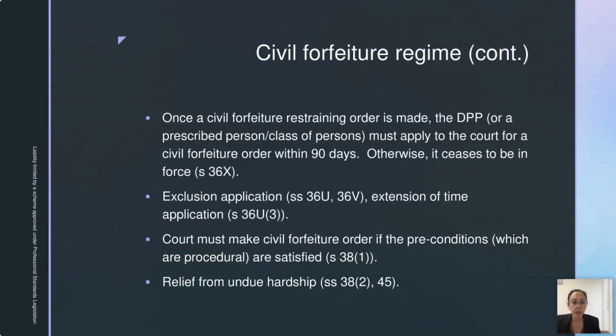So once the restraining order is made, the director has 90 days to file an application for a civil forfeiture order. Otherwise, the restraining order ceases to be in force. Again, exclusion applications may be made, and the court must make the civil forfeiture order if certain procedural preconditions are satisfied. So there's no real scope for discretion there, save to say that the court can have regard to undue hardship.